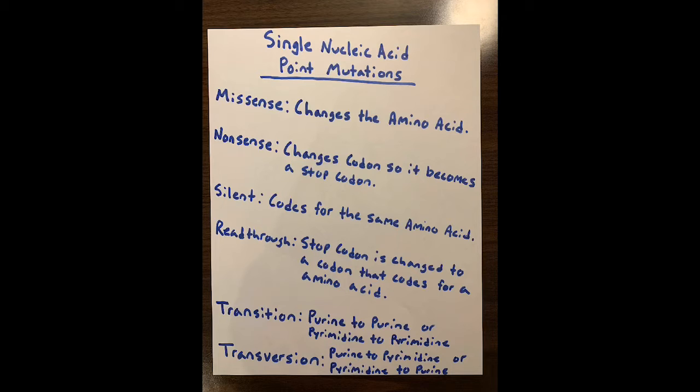There's 2 different types of these mutations that can occur. So there's a transition, which is a purine turns to a purine, or a pyrimidine turns to a pyrimidine. So adenine turns into a guanine, or a cytosine turns into a thymine. Or there's a transversion, which is a purine to a pyrimidine, or a pyrimidine to a purine. So an adenine turns into a cytosine, or a cytosine turns into an adenine.